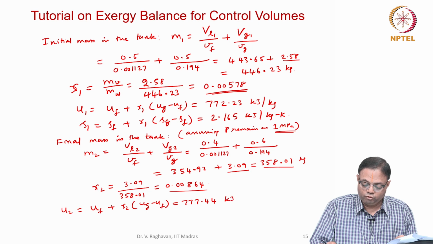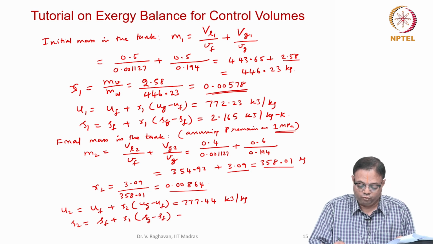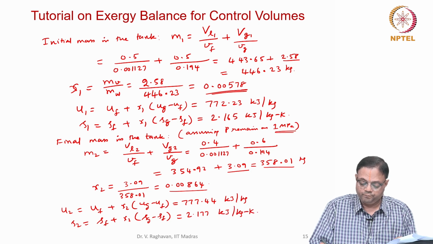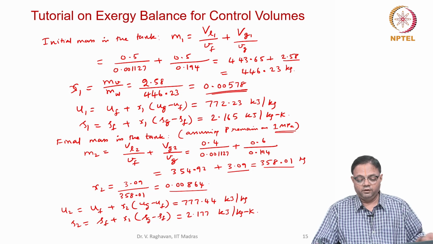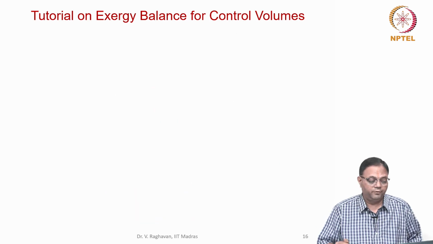777.44 kilojoule per kg. Similarly, S2 equals Sf plus Sg minus Sf into x2, that will be 2.177 kilojoule per kg Kelvin. So now all the required properties at state 1 and state 2 are retrieved.